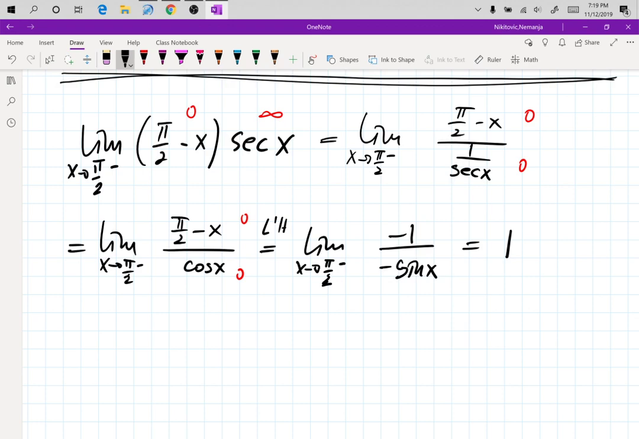So let's just really quickly graph this. I'm going to have pi divided by 2 minus x, and all of that is going to be multiplied by secant x. You can see it. So now you can see it, and you can see that this point here is pi over 2 comma positive 1.